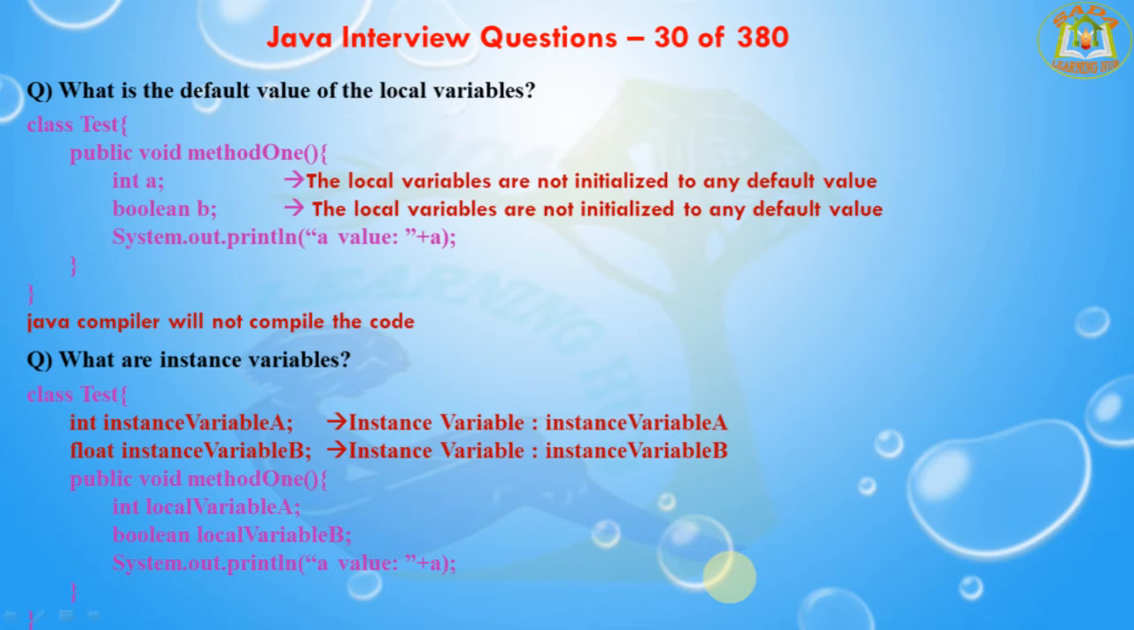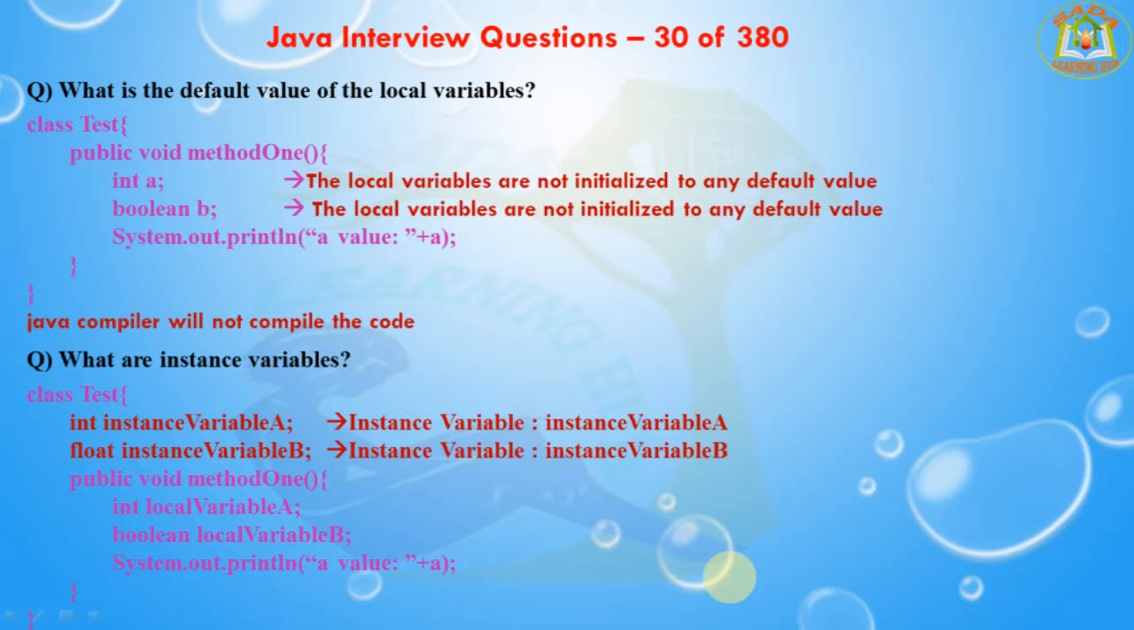Next, I'm going to discuss what the default value of a local variable is. Local variables are not initialized to any default values, neither primitives nor object references. If you try to use these variables without initializing them explicitly, the Java compiler will not compile the code. It complains that the local variable is not initialized.